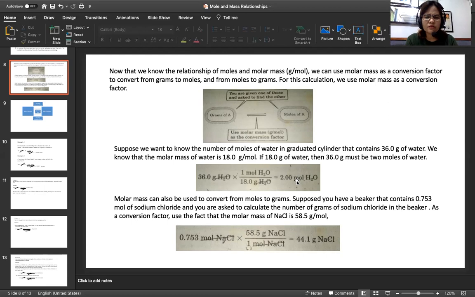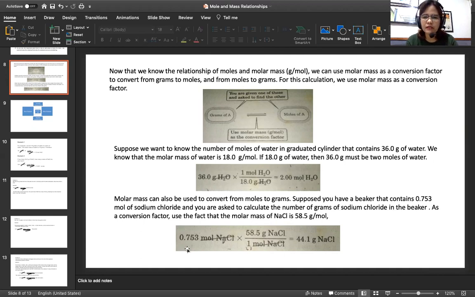Molar mass can also be used to convert from moles to grams. Suppose you have a beaker that contains 0.753 mole of sodium chloride and you are asked to calculate the number of grams of sodium chloride in the beaker. For the conversion factor, use the fact that the molar mass of sodium chloride is 58.5 grams per mole.